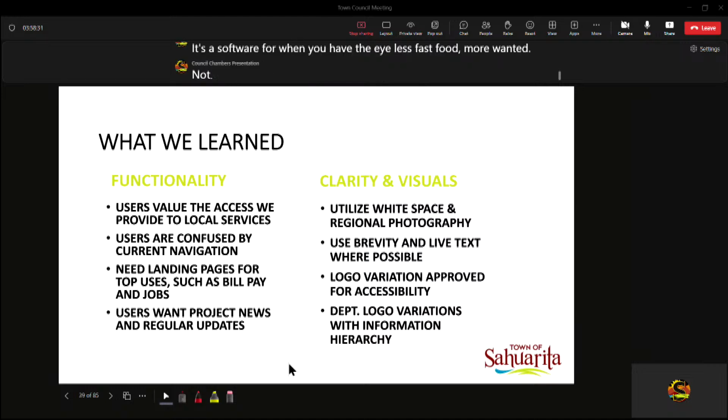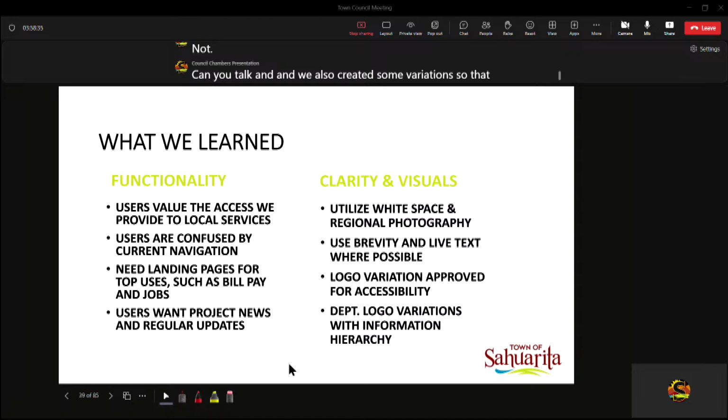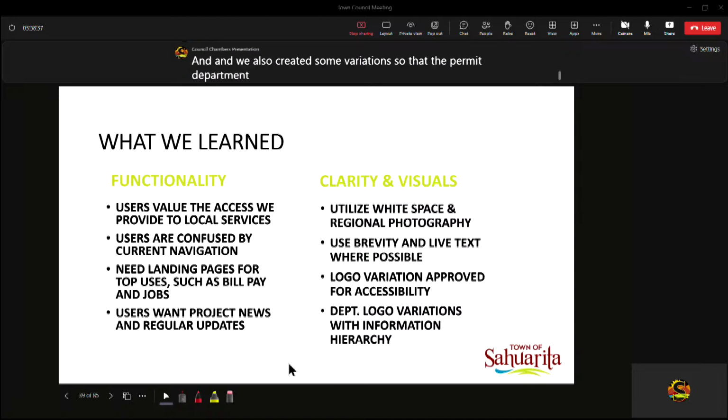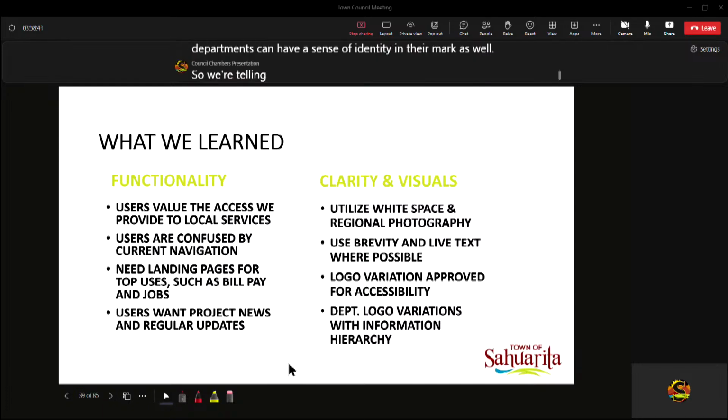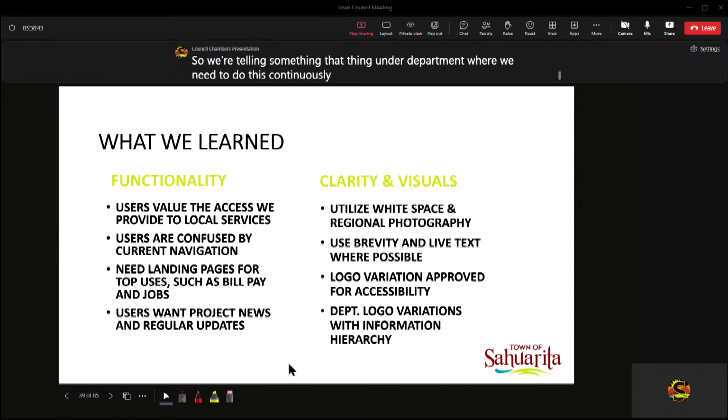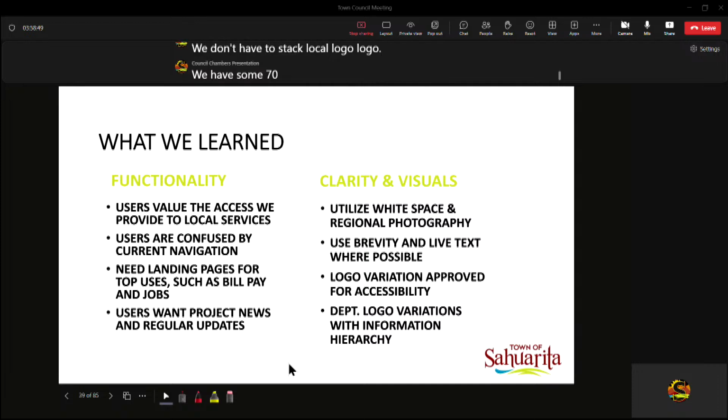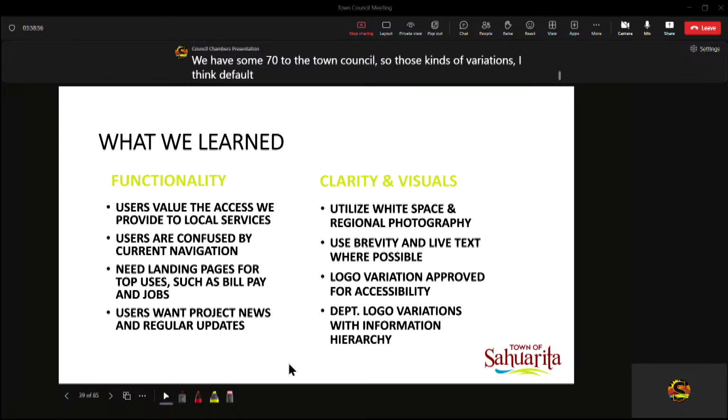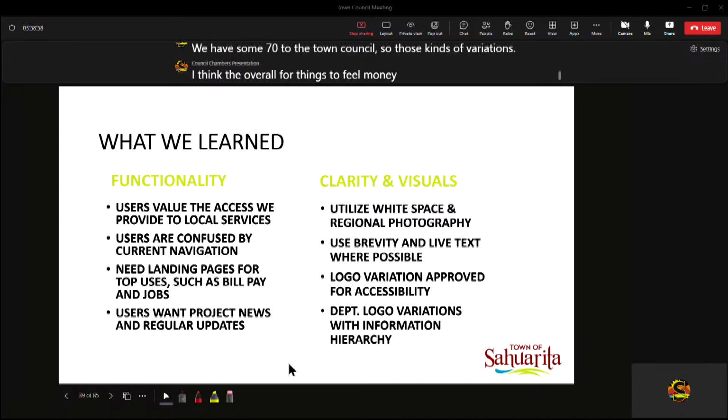And we also created some variations so that departments can have a sense of identity in their mark as well. Where Town of Sahuarita and a department header need to exist simultaneously, we don't have to stack logos. We have Town of Sahuarita Public Works, Town of Sahuarita Town Council. Those kinds of variations, I think, will help overall for things to feel more cohesive.